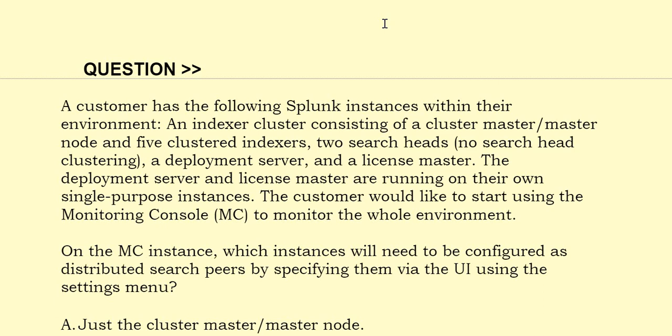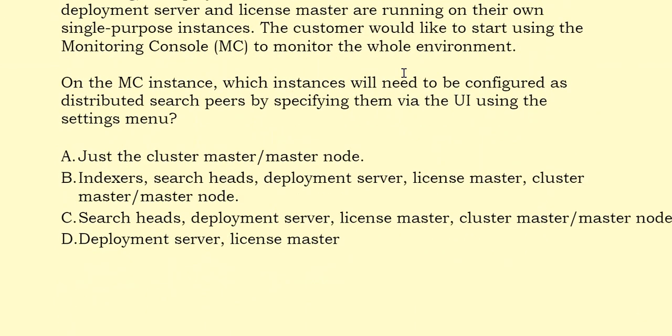On the MC instance, which instances will need to be configured as the distributed search peers by specifying them via the UI using the settings menu? The options are: option A, just the cluster master node. Option B, indexers, search heads, deployment server, license master, cluster master, master node. Option C, search heads, deployment server, license master, cluster master, master node. Option D, deployment server, license master.